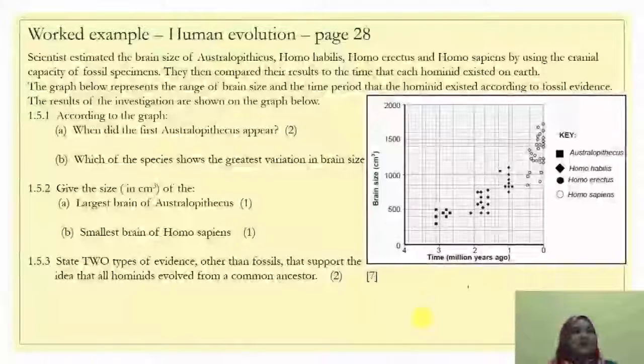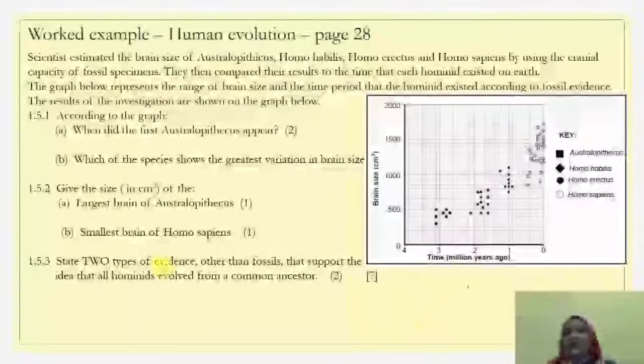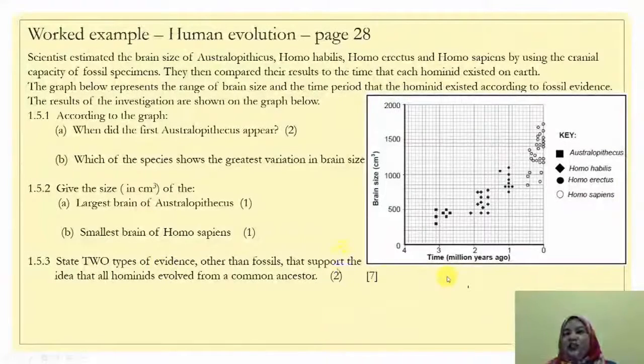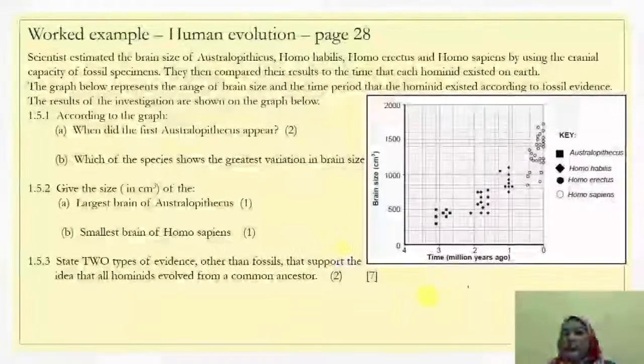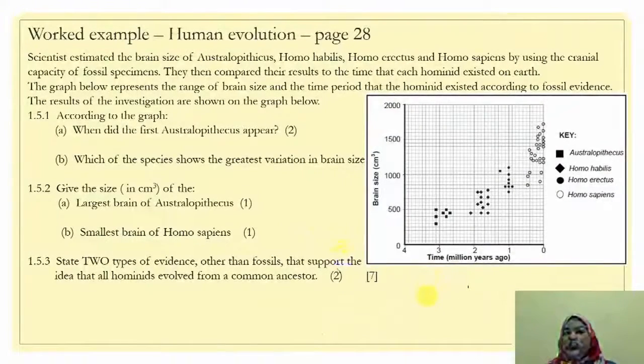I don't understand, Batala. They then compared the results to the time that each hominid existed on Earth. The graph below represents the range of brain size and the time period that hominids existed according to fossil evidence. And then they had the results.